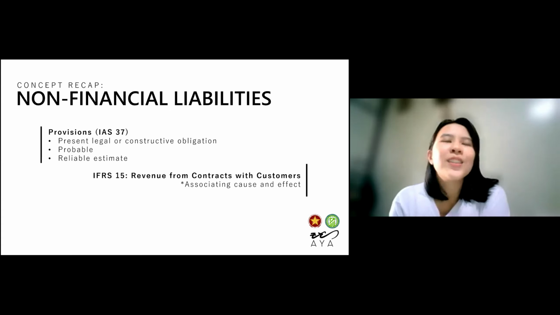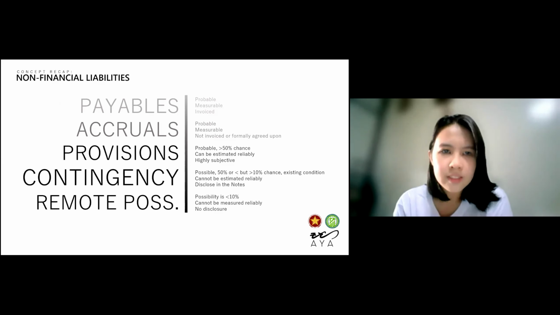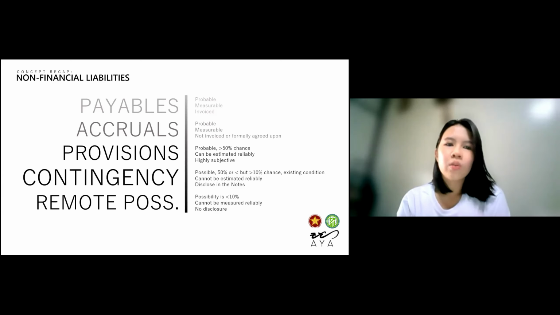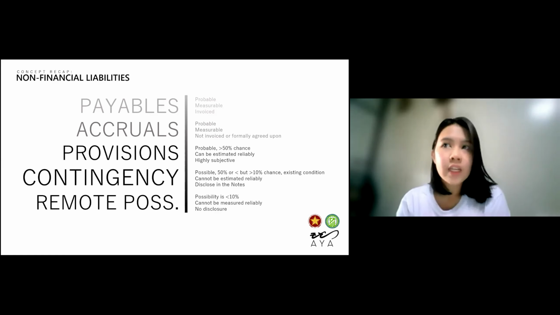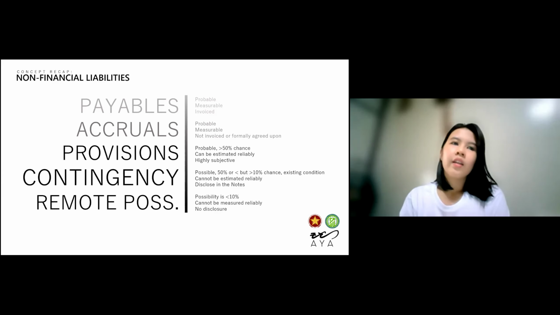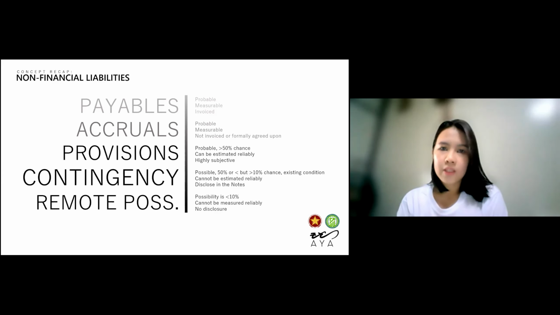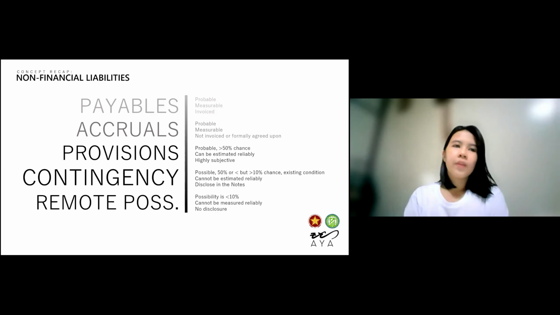Sorry for that. In my third year class, lagi kong sinasabi sa kanila kung ano ba ang difference ng payables, accruals, provisions, contingency, and remote possibility para alam nila how to properly classify each item. So remember, payables are financial liabilities, okay? Because there is a contractual obligation in payables, diba? It is probable, it is measurable, and it is usually invoiced. So very straightforward siya. In this topic, we will be discussing more about the other four.